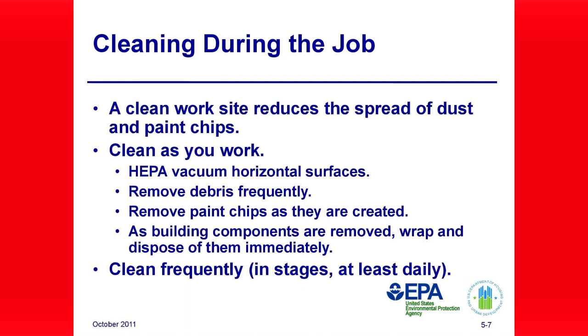Wrapping and disposing of removed components. When removing painted components such as windows, trim, and cabinets, wrap them in plastic sheathing and dispose of them in stages. This will prevent the spread of debris and keep residents, especially children, from coming into contact with lead dust created by the work. Safe waste disposal.